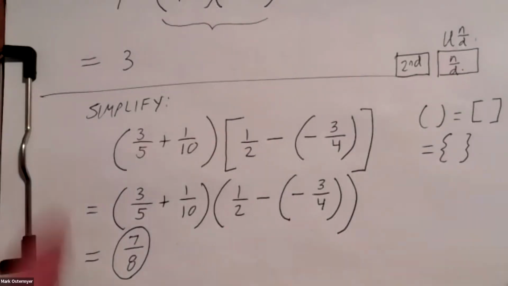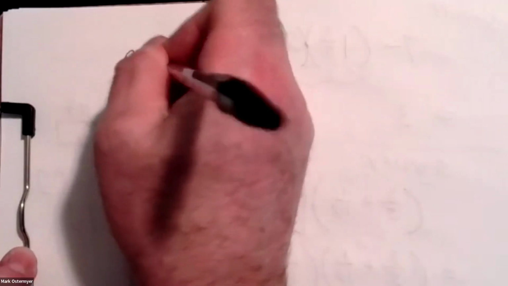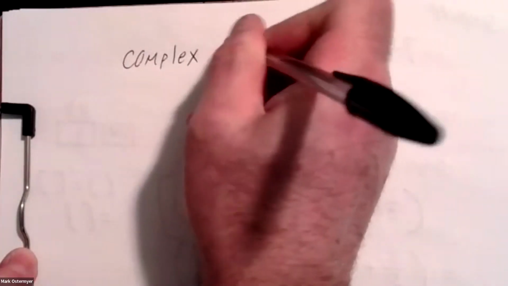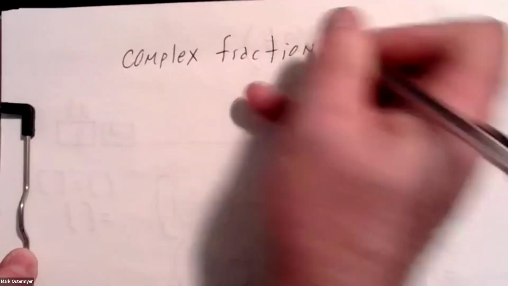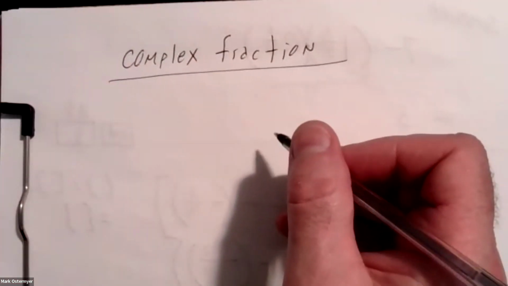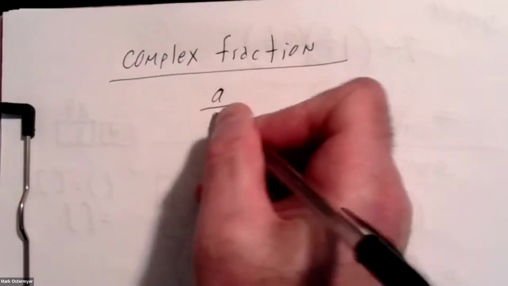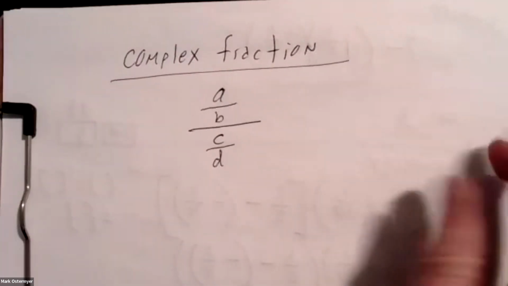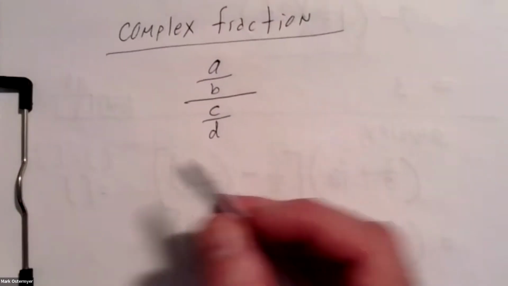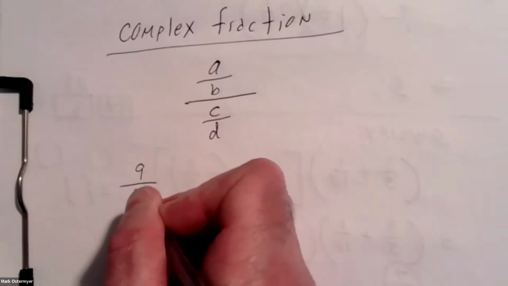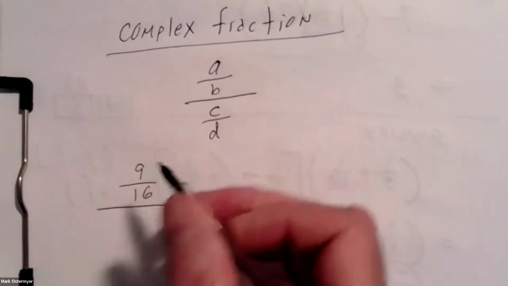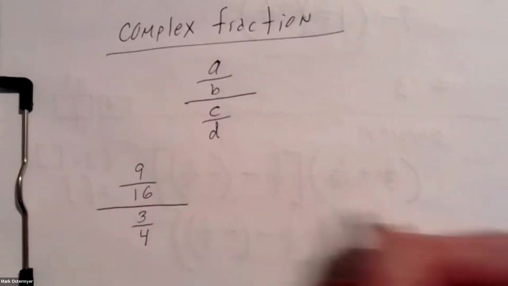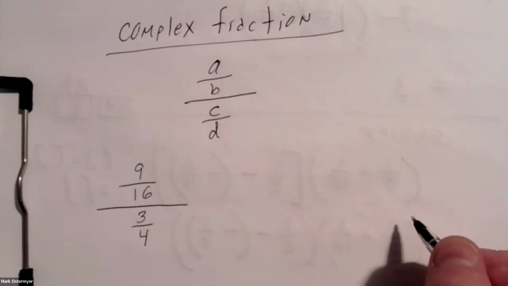You know what? I'm going to show you how to simplify what's called the complex fraction on your calculator. What is a complex fraction? Complex fraction, ladies and gentlemen, is when you have a fraction over a fraction. In general, when you got a fraction over a fraction, it's called a complex fraction in mathematics. We're going to show you how to simplify a complex fraction on our calculator. If I have 9/16 over 3/4, how would we simplify a complex fraction?